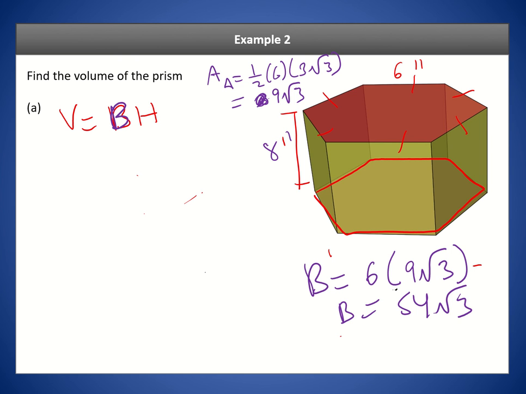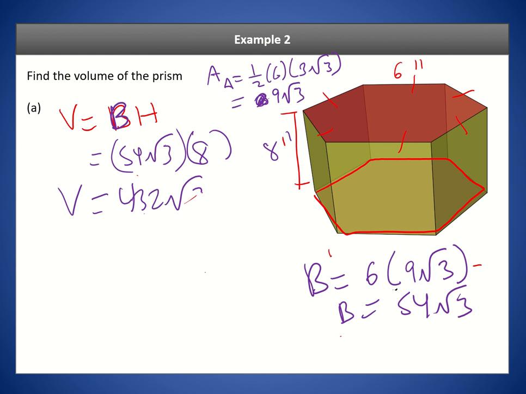So now we got 54 times square root of 3. And then we multiply by the height, which is 8 inches, to get the volume of our prism. We get 432 times square root of 3, and this is going to be inches cubed.